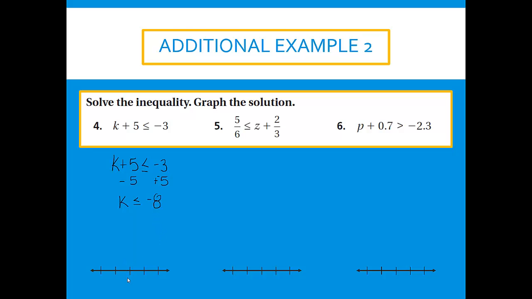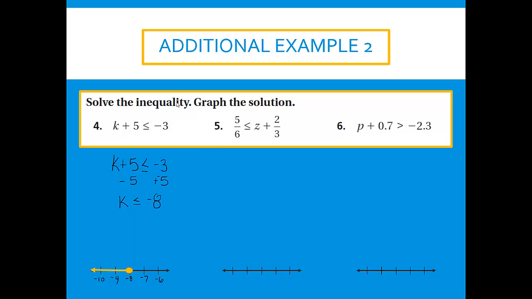Now I need to fill out my number line, so I'll have -8, and then to the right I'll have -7, and then -6, and then to the left I'll have -9 and -10. Now at -8 I will have a closed circle because my symbol is less than or equal to. If I check a number on the left-hand side, so I could check -9, I would have -9 is less than or equal to -8, and that is a true statement, so I will shade to the left.